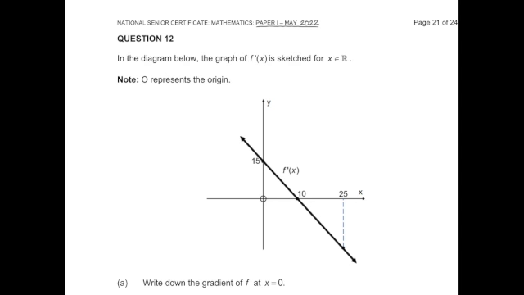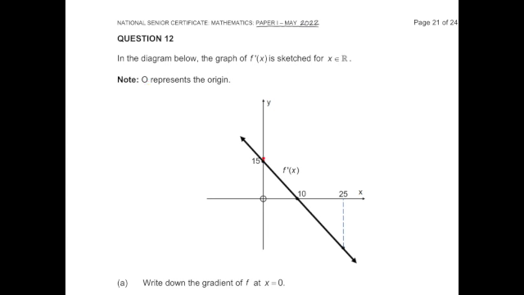So we are going through all the calculus questions found in the IEB Paper 1, May 2022. And this is question 12, and it says, in the diagram below, the graph of the derivative of f(x) is sketched for x an element of the real numbers. And of course they've said O represents the origin, and there it is.